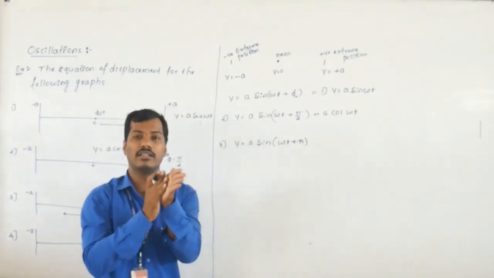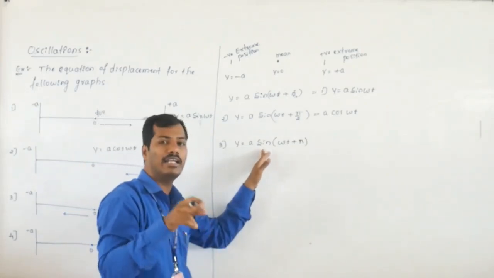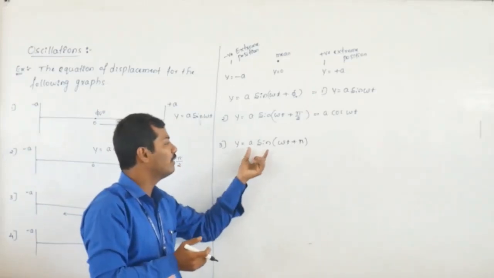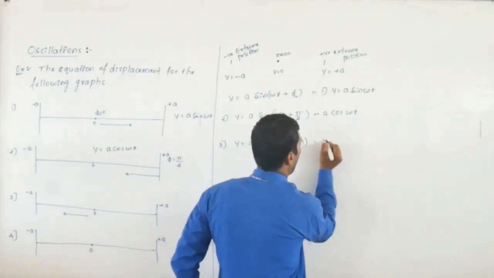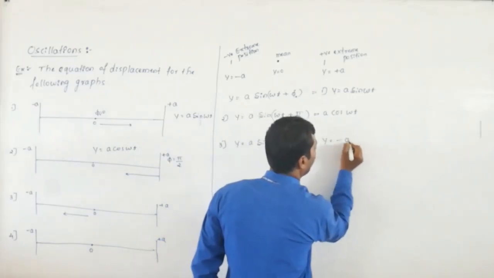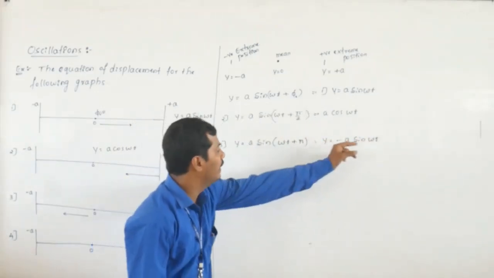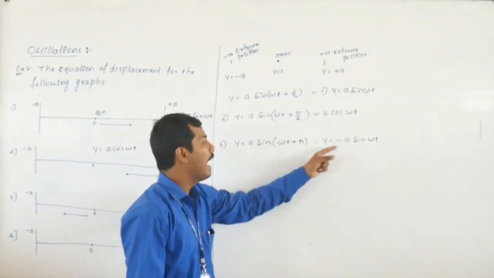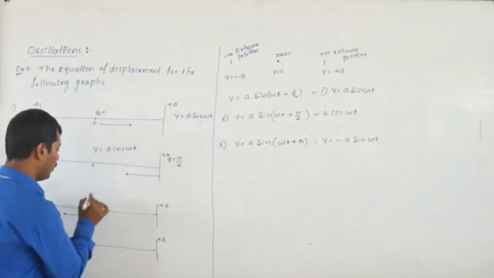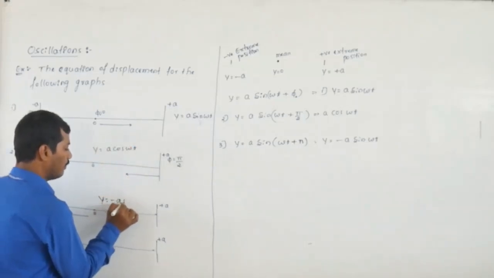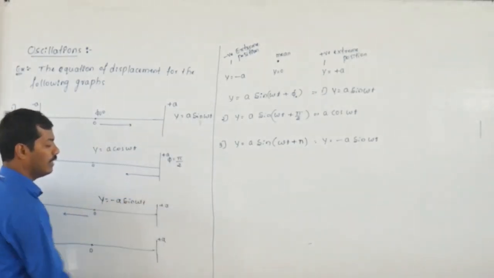The third quadrant starts here, and in the third quadrant the sign is negative. That's why it becomes minus. It means y is equal to minus A into sine of omega t. So if it is pi at the mean position, y is equal to 0. Yes, that is right. That equation is y is equal to minus A into sine of omega t.